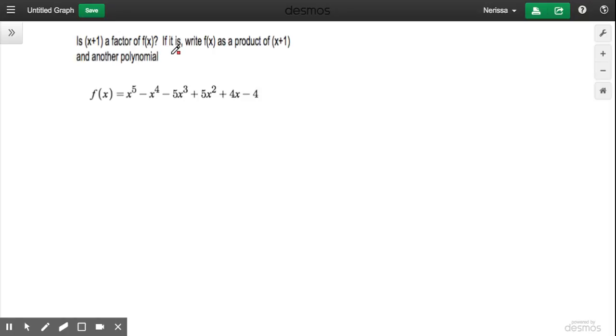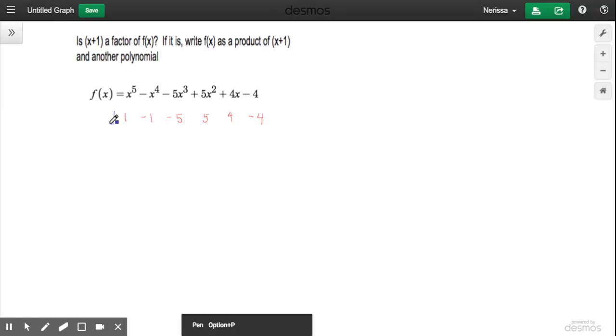Is x plus 1 a factor of f of x? If it is, write f of x as a product of x plus 1 and another polynomial. So if x plus 1 is a factor of f of x, then negative 1 is the 0 of f of x. So let's find out if negative 1 is a 0 of f of x. So we'll take the coefficients 1, negative 1, negative 5, 5, 4, and negative 4.